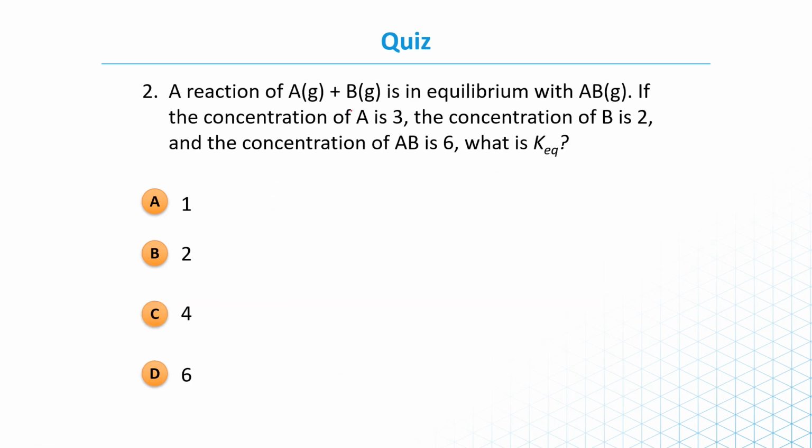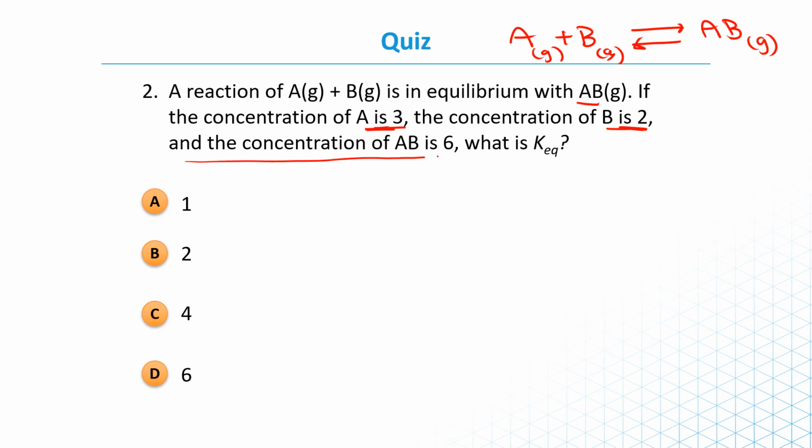A reaction A plus B is in equilibrium with AB. يعني A plus B في equilibrium مع sorry AB. It's gas, gas, this is gas. It says here, if the concentration of A is 3 and the concentration of B is 2 and the concentration of AB is 6, what is K equilibrium?